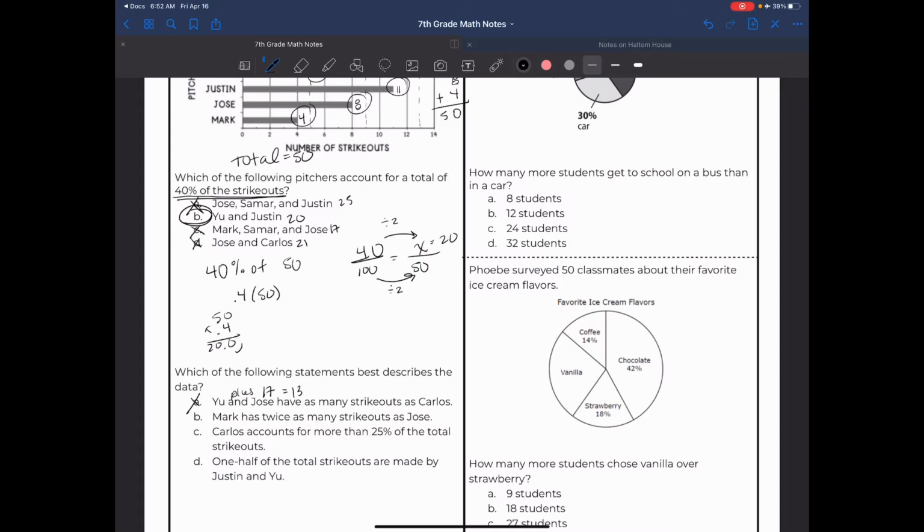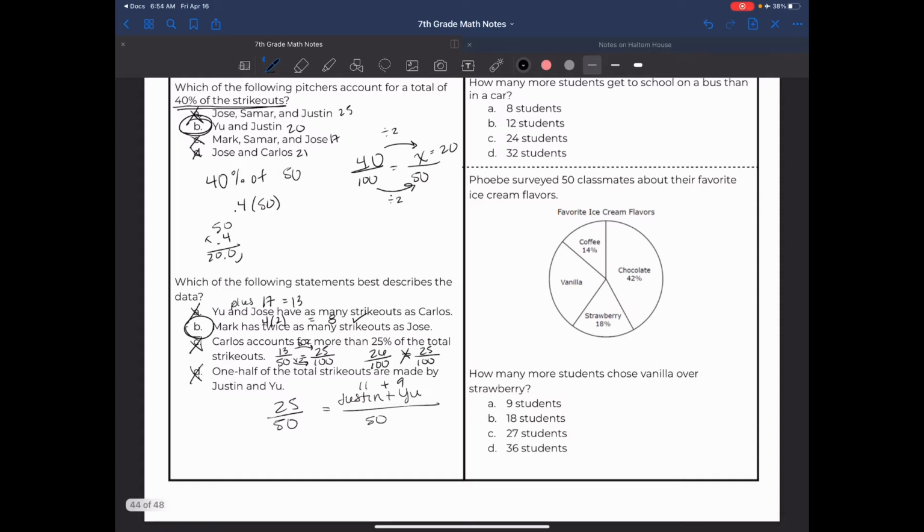All right, beauties, how about you go through B, C, and D? And then tell me what you get. All right, beautiful humans. I showed my work that B was my final answer because Mark times 2, so twice Mark, does equal Jose because 4 times 2 equals 8. I know Carlos is wrong because 13 out of 50 is not equal to 25 out of 100. And then I know the D is wrong because 1/2 of the total strikeouts should be 25, right? Because half of 50 is 25. And Justin plus you does not equal 25. It equals 20. So I know that D cannot be my final answer. So I hope you got it right.